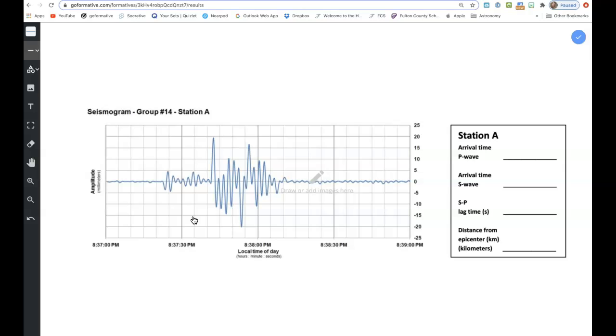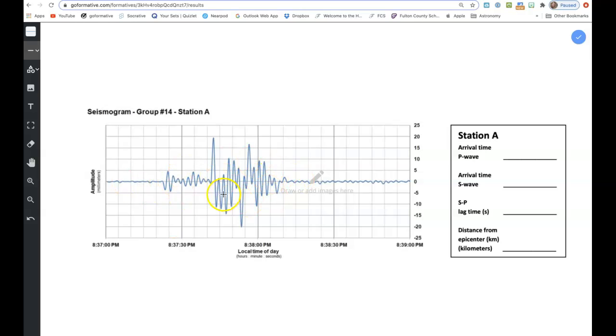So the first thing we need to do is over here, you can see that we need to determine the arrival of the P wave. And so first thing we need to look at is the bottom of our seismogram and look at the times. So I need to figure out how much each box is worth. And so from 8 p.m. 37 minutes 0 seconds to here is 30 seconds. And I have 1, 2, 3, 4, 5, 6 boxes. So that makes each box worth 5 seconds, and that's going to help us with our estimations.